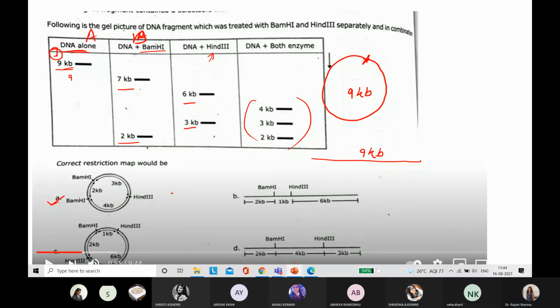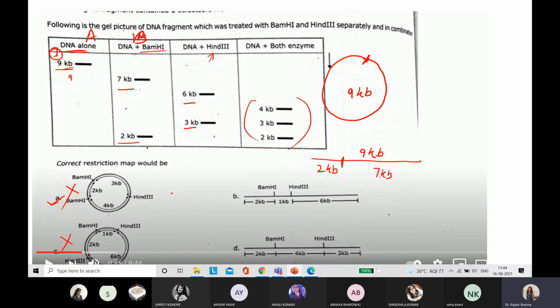Yes. So simply you eliminate option A and option C. So it will be either B or D. Now moving to the next one. If you are cutting with BamH1, what you are getting from the linear DNA, because obviously from now we come to know that it is not circular, it is linear. When we are cutting with BamH1, it gives two short pieces of DNA, one of 2 kb in length and the rest over will be 7 kb in length.